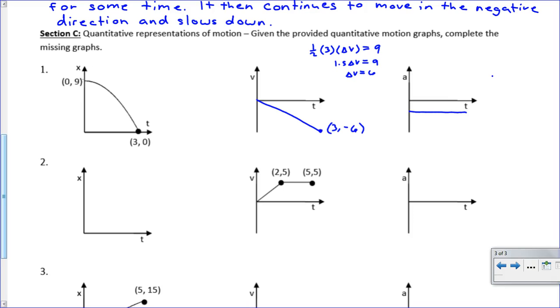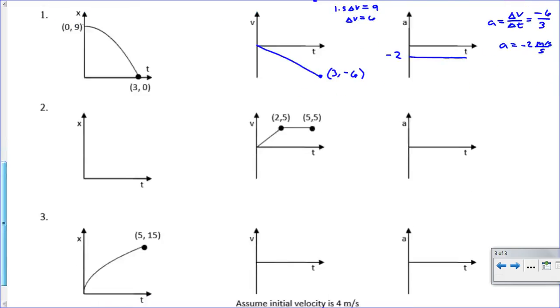To figure out what that acceleration is, we know that acceleration is equal to change in velocity over change in time. In this case, velocity goes down by 6. That happens over the period of 3 seconds. So we know that this acceleration here is -2, and it's meters per second per second. Okay, that one's not so bad. We did a bunch of examples like that in class.